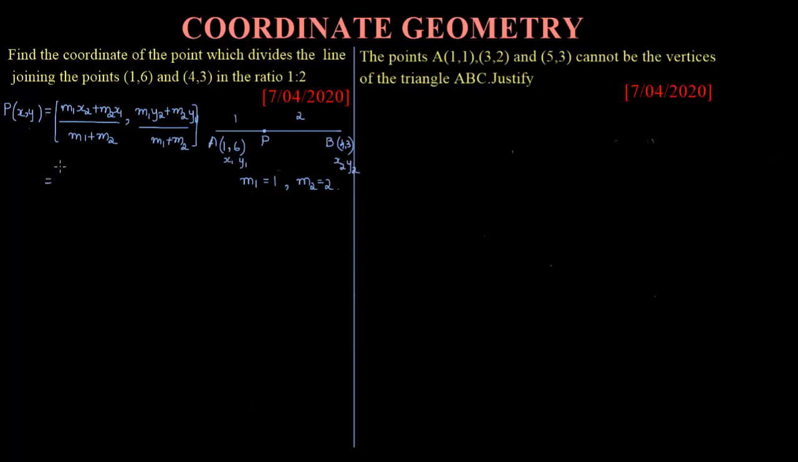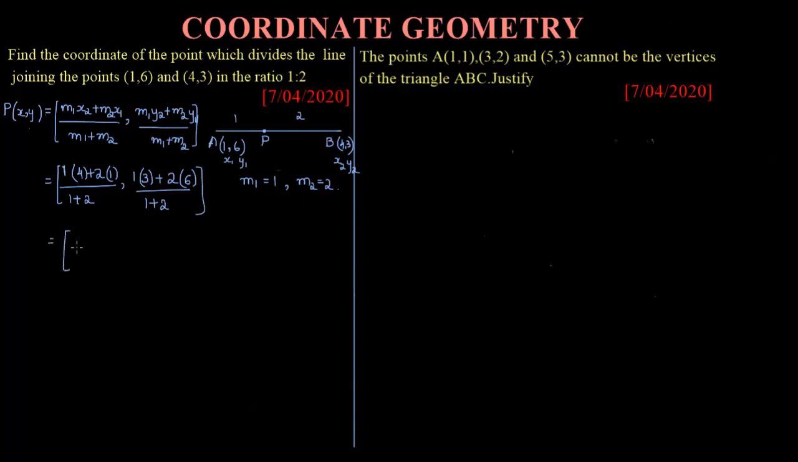Let us now write everything and substitute it. m1 is 1, x2 is 4, plus m2, which is 2, and x1, which is 1, divided by 1 plus 2. Then comma, m1 again 1, y2 is 3, plus m2, which is 2, and y1, which is 6, divided by m1 plus m2, that is 1 plus 2.